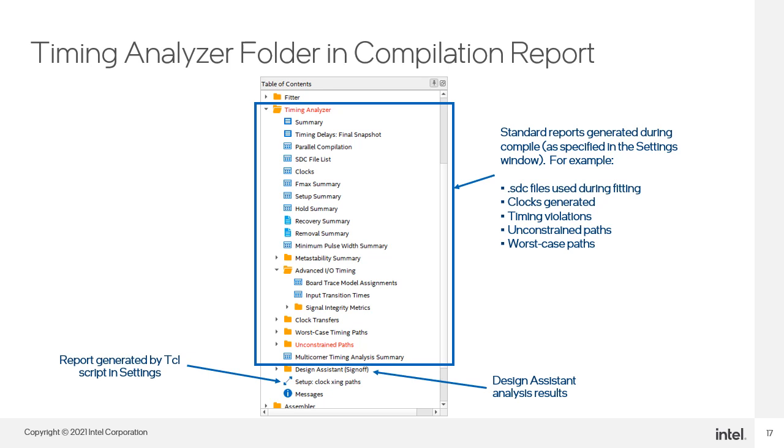Let's take another look at the standard reports that are created in the Timing Sign-Off section after compilation. The majority of reports are the standard reports giving you a summary of the variety of timing constraints such as clocks and unconstrained paths. A tool called Design Assistant, which gives recommendations on potential design changes to help with timing closure, also has a section in this folder. The screenshot also shows a custom report generated by a Tcl script to report on clock domain crossings.